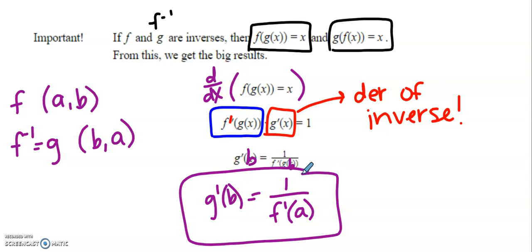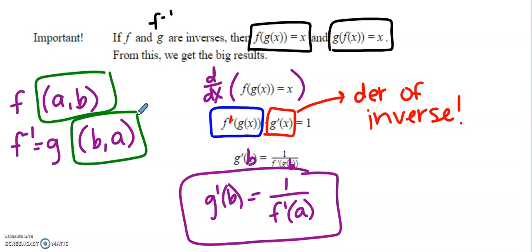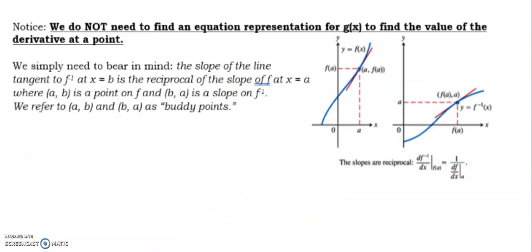But notice that we come out with 1 over. We come out with a reciprocal slope. The slope of the inverse is the reciprocal slope of the original if we are talking about zooming in on one specific point. This only works if we're looking at one local point because of local linear features. Okay? So this is not just the derivative of g is 1 over the derivative of f. No, no, no, no. The derivative of g at b is equal to 1 over f prime of a.